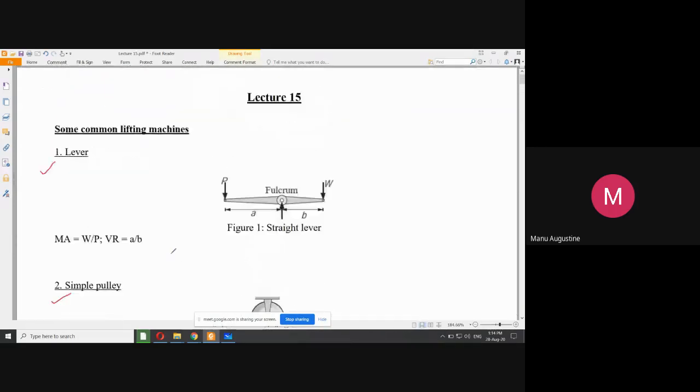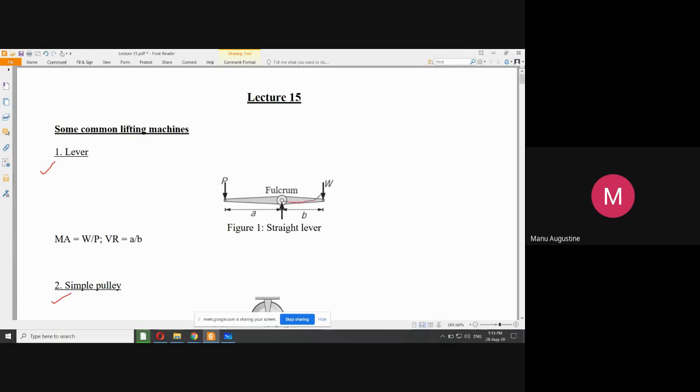We will start with levers. Now, as you can see, we have already understood levers to a certain extent in our previous lecture. So I will not waste much time on levers. It's a very simple topic.